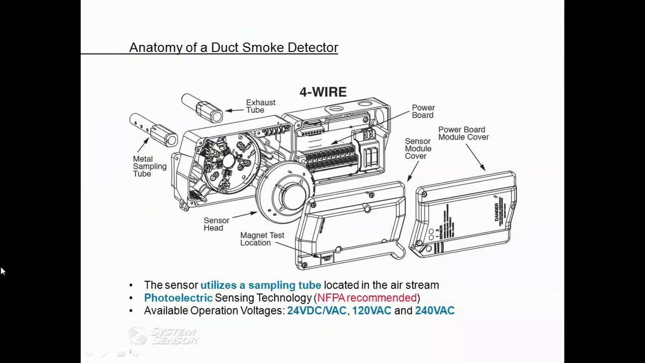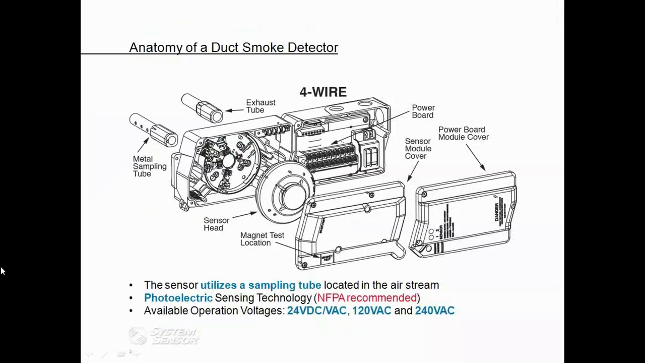First up is the anatomy of a duct smoke detector. So this slide here shows an exploded view of a duct smoke detector and points out all of its different components. A duct smoke detector is comprised of an open area type smoke detector that's mounted in a housing, which utilizes a sampling and exhaust tube that are both located in the airstream to sample the air moving through the HVAC system. Most duct smoke detectors utilize photoelectric technology, which is the type of technology that is recommended by NFPA.